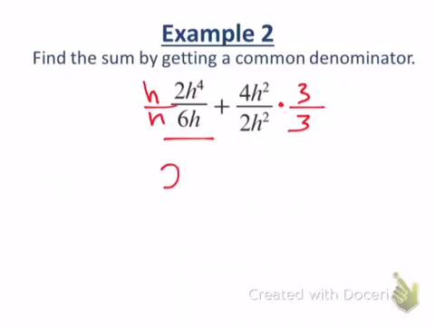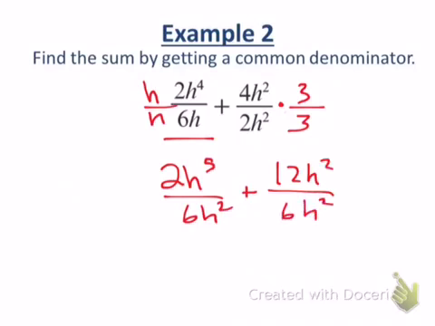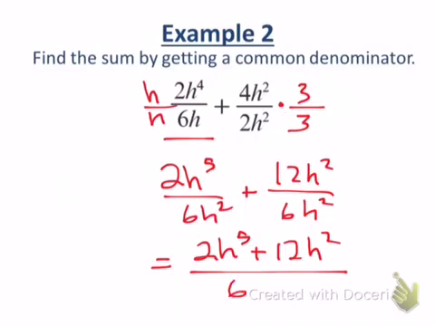So then I will have 2h to the 5th over 6h squared plus 12h squared over 6h squared. And what will that give me? 2h to the fifth plus 12h squared. Why can I not add those together? Because they're not like terms. They do not have the same variables with the same exponents. Over 6h squared. Am I finished? Why not?